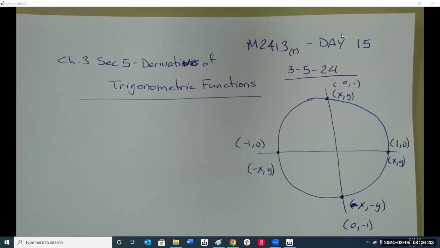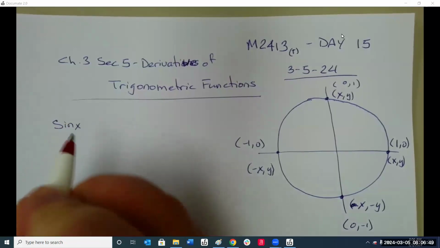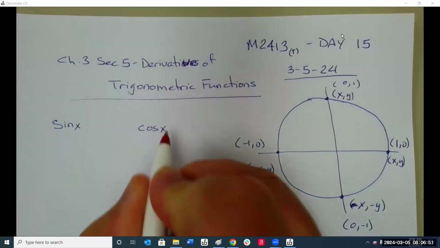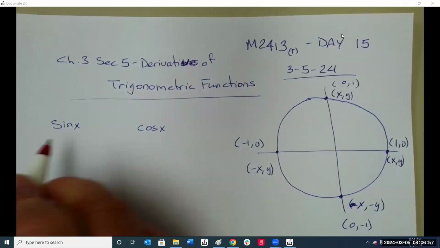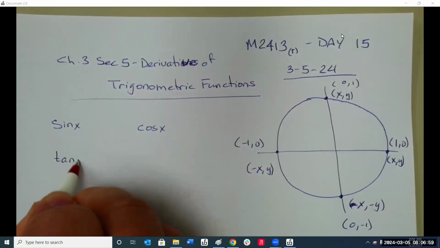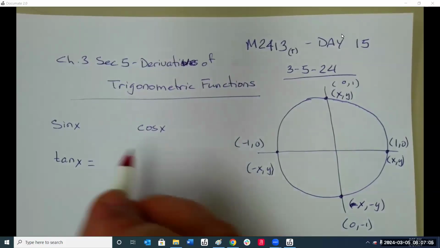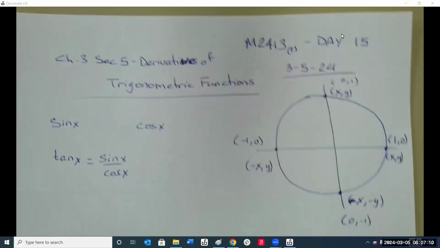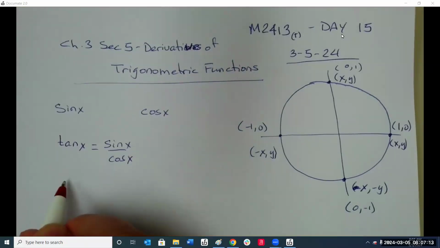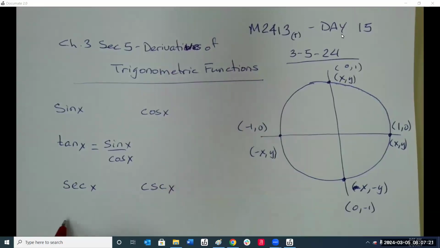Also, we have to know these 6 trig functions. If you know those 2, you know the other ones. Tangent x is what? Sine over cosine. Then we have the inverse functions. We have secant, cosecant, and then cotangent.